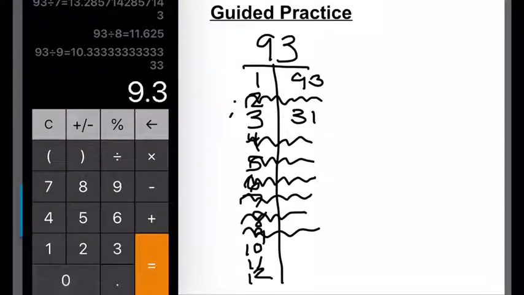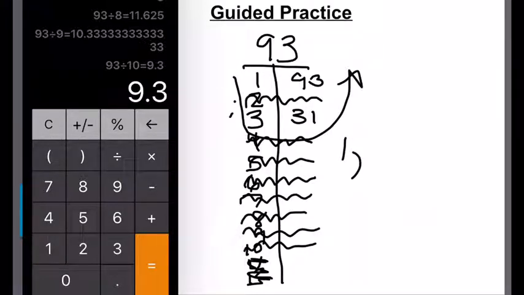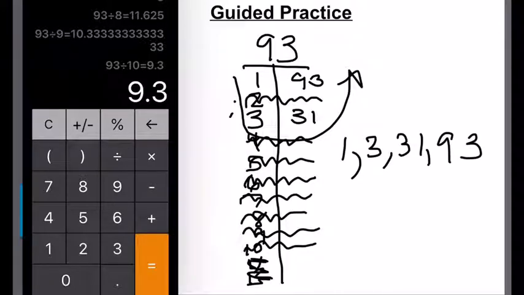93 divided by 10 is a decimal, so 10 is not a factor. 9.3 is less than 11. That means I have all of my factors of 93, and I can stop there. There are only 4 factors of 93: 1, 3, 31, and 93.